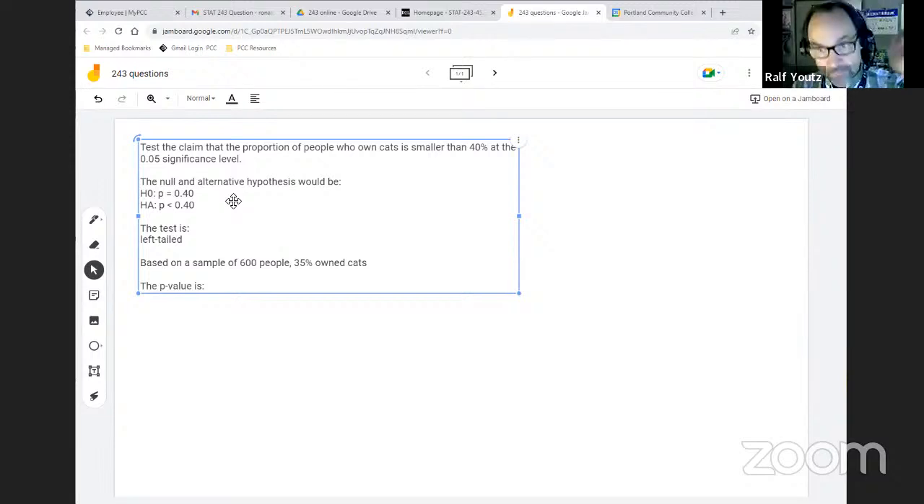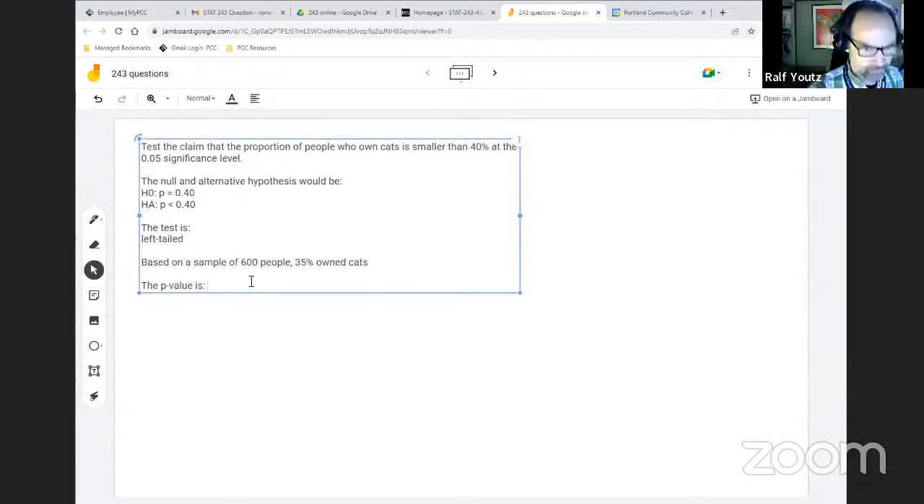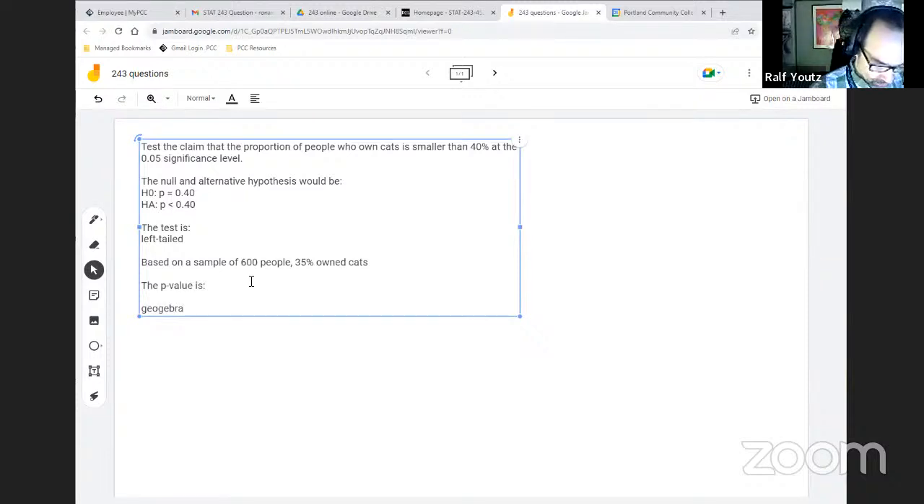And then the person who asked on my OpenMath version said, based on a sample of 600 people, 35% owned cats, and we want the p-value. So now let's head over to GeoGebra and calculate it carefully. Let me type up a couple of little ideas here before we head over there. In my notes it says GeoGebra. We're going to go to the probability calculator.